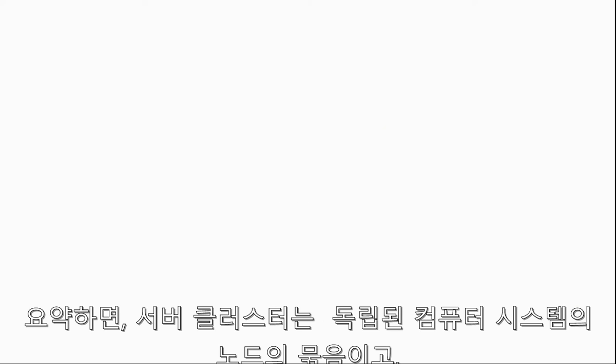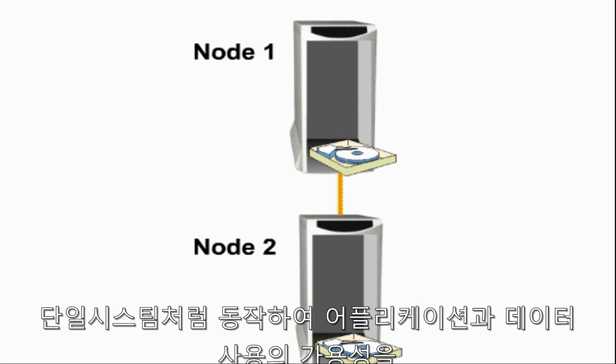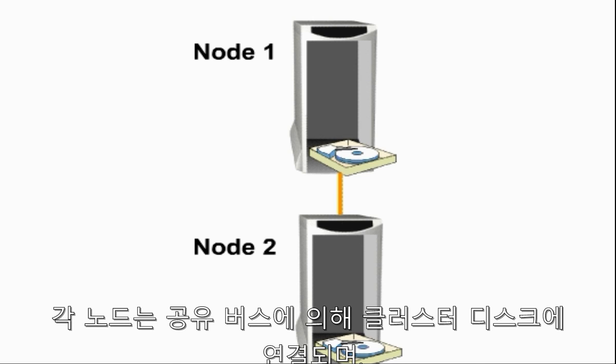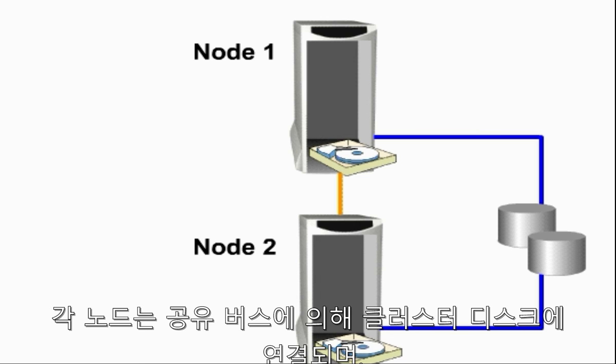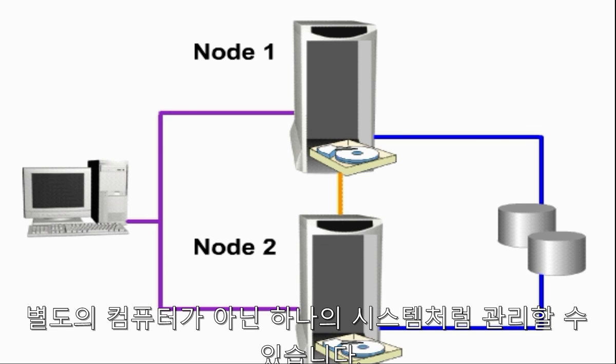In summary, a server cluster is a group of independent computer systems, known as nodes, which work together as a single system to ensure that applications and resources remain available to clients. Each node is attached to the cluster disk by a shared bus. Server clusters enable users and administrators to access and manage the nodes as a single system rather than as separate computers.